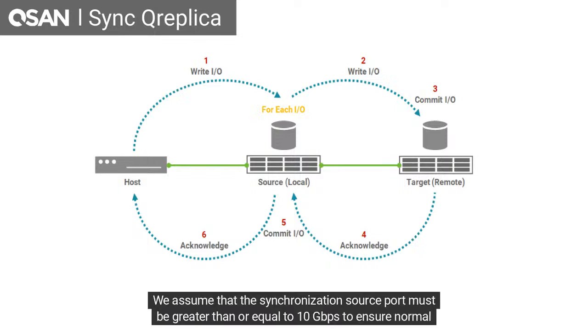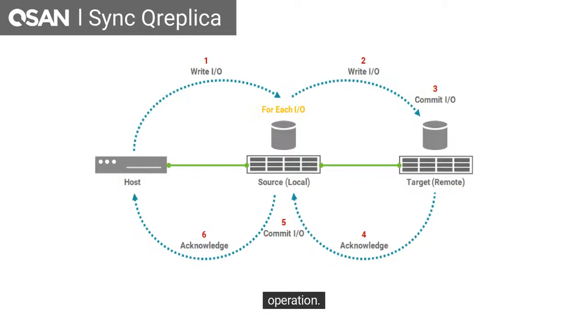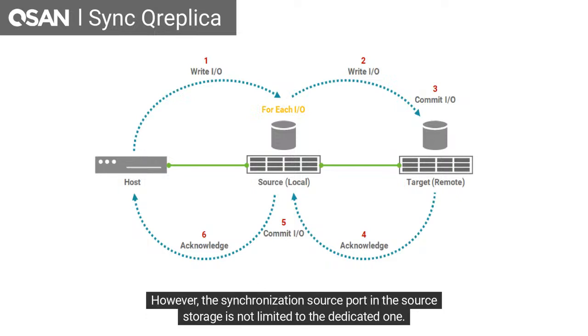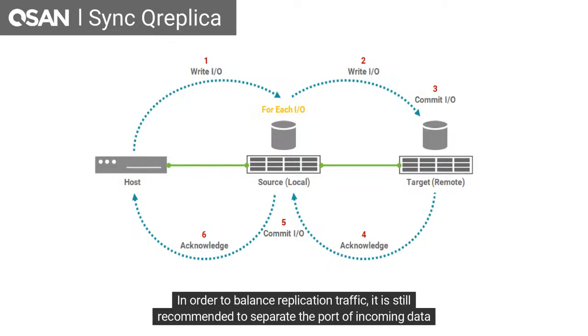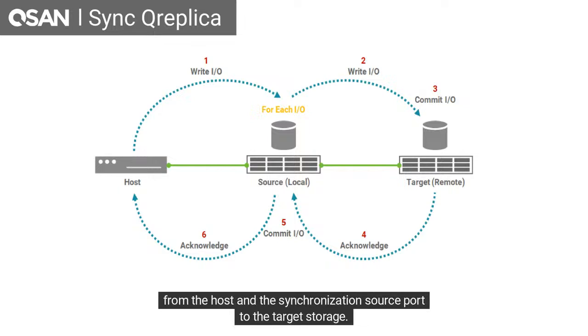We assume that the synchronization source port must be greater than or equal to 10 Gbps to ensure normal operation. However, the synchronization source port in the source storage is not limited to a dedicated one. In order to balance replication traffic, it is still recommended to separate the port of incoming data from the host and the synchronization source port to the target storage.